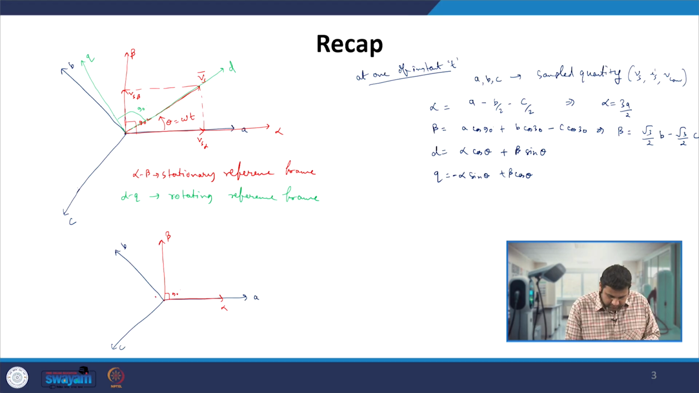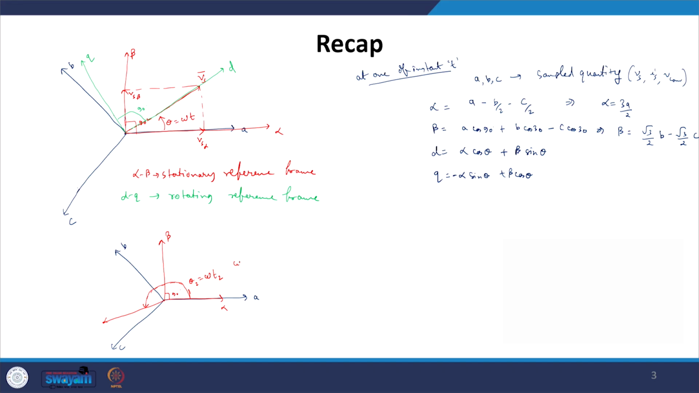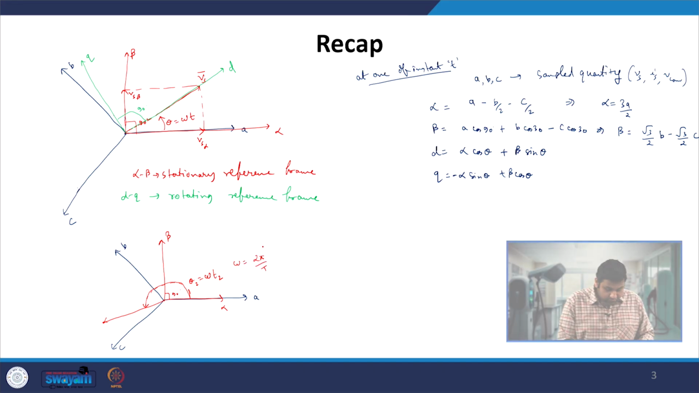Let us take your Vs vector somewhere here, and let's say this is theta 2, at a given instant of time t2, and this rotation is the angle at that instant t2. This is omega. Omega is nothing but 2 pi by T, which is 2 pi fs. So now, let's say this is your Vs vector.